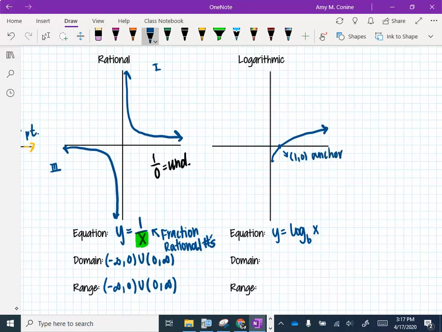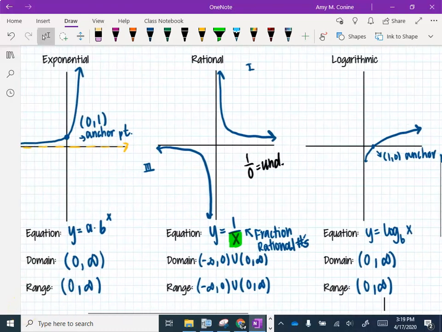This anchor point is at 1, 0. And again, this is more for future classes. You have this anchor point at 1, 0, and that's the only point that we're really concerned with, because logs are used in various topics. They're used mainly in sciences, and the calculations are very complex. So for the graph, what you need to know is that your domain is from 0 to positive infinity, not including 0, and the range is the same thing. All right, that's really what you need to know for those two. And so that is that row of functions.